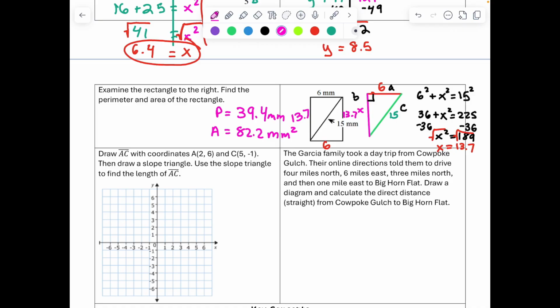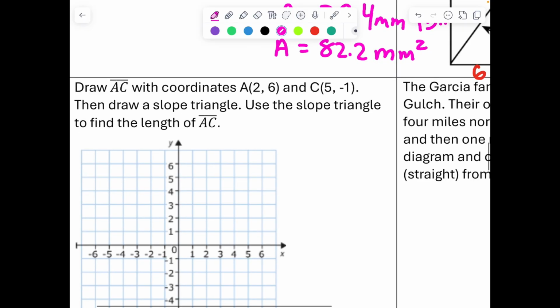All right, we are going to draw AC down on this graph. The coordinates for AC are 2, 6, and 5, -1. So 2, 6, this is A up here. And then 5, -1, this is C down here. Okay, they want us to draw a slope triangle. Now, if you don't know what a slope triangle is, it's when we draw the distance that these 2 points are going up, down, left, or right. So starting from the left, because we read graphs like a book from left to right, we are going to go down to get from A to C, and then to the right to get from A to C. So this is what we call a slope triangle.